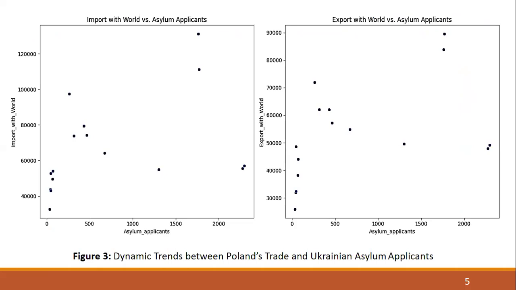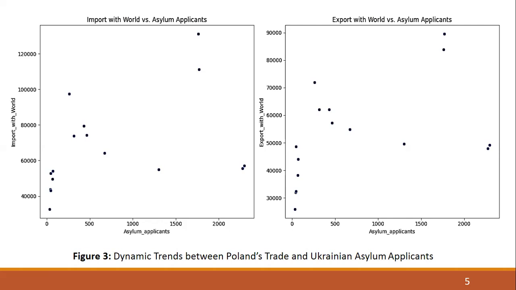To identify potential trends and patterns that might not be evident from simple correlation analysis, graphs in Figure 3 of the relationship between exports, imports, and the number of asylum seekers were created. These graphs allow for visually tracking dynamic changes in the data and reveal possible patterns that might not be explicitly represented in numerical correlations.